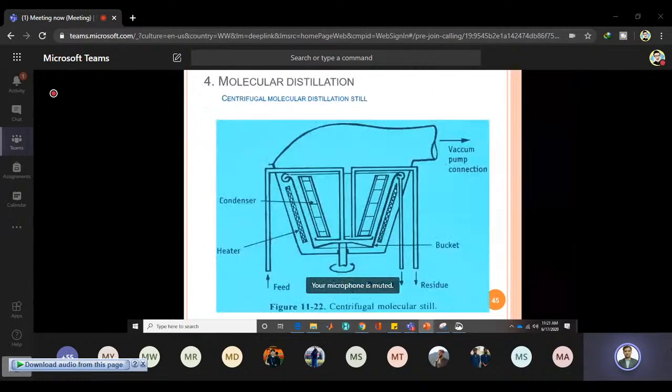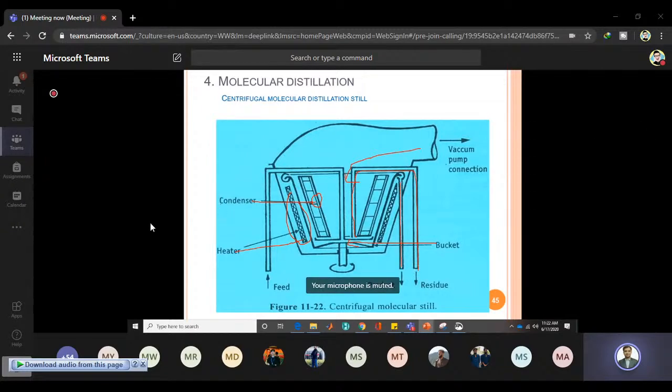This is one of the examples. If you see, this one is a heater actually. This one is a condenser, which helps in collecting your molecules, and this one is a bucket. This is a vacuum pump, which is providing vacuum to that bucket. From here, you can see that if you're going to collect, you will have your residues, and this will have the product.